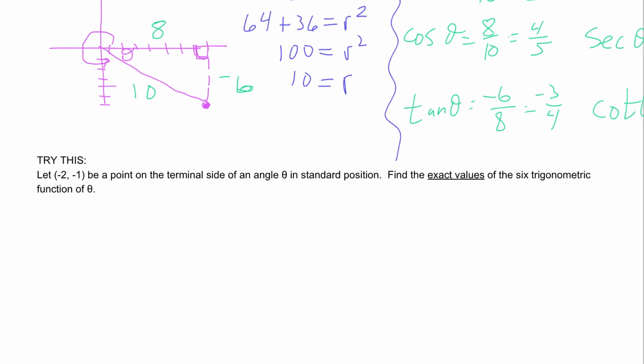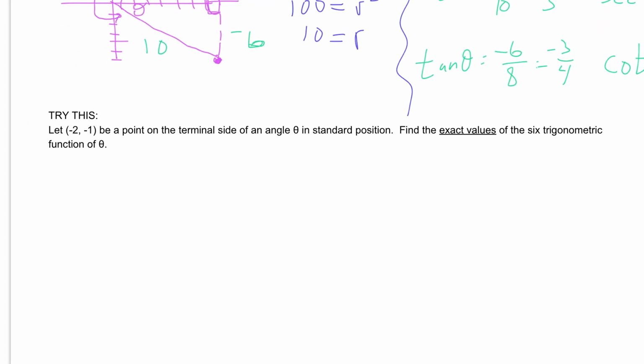Next, I'd like you to do the try this. So go ahead and pause it now and unpause it when you're ready to check your answer. If you did the try this correctly, the sine of theta, you should have originally negative 1 over the square root of 5, and then you should have rationalized it by multiplying by the square root of 5 over the square root of 5, giving you negative square root of 5 over 5.